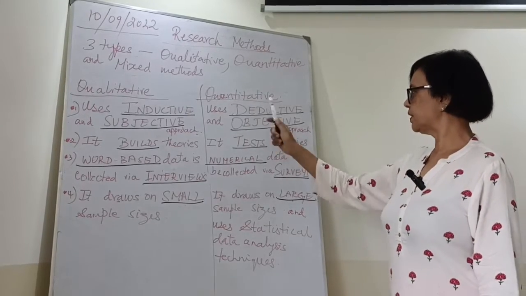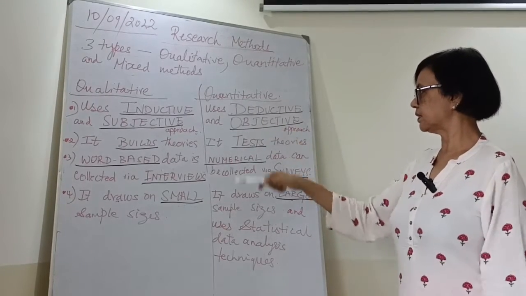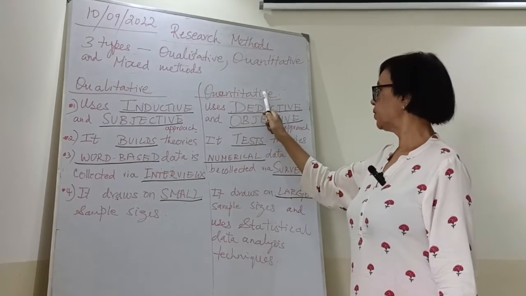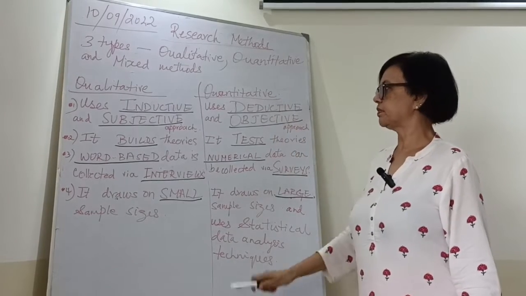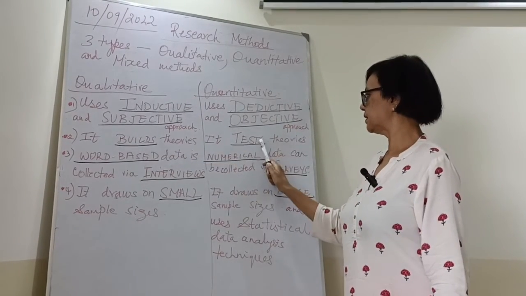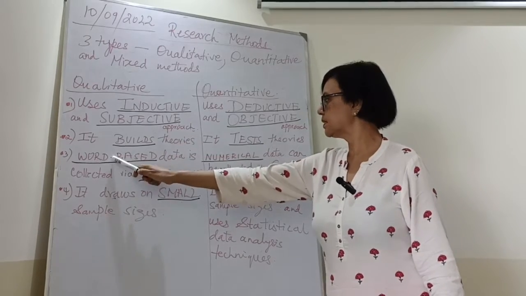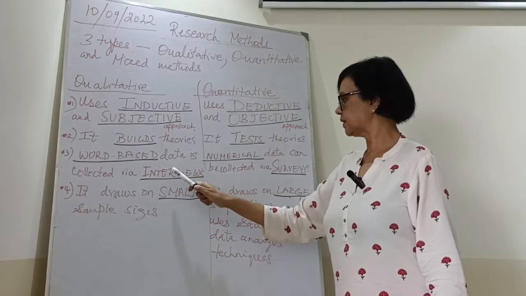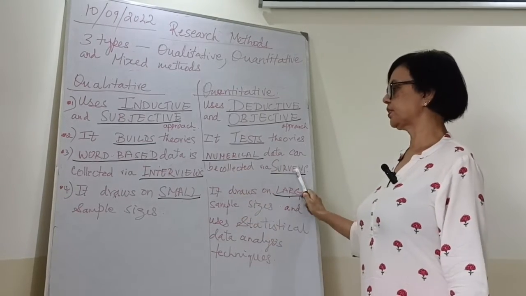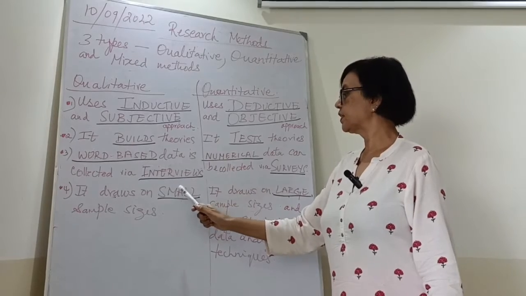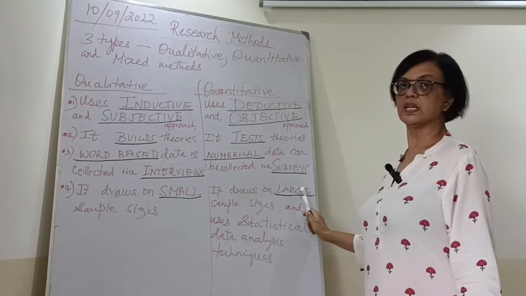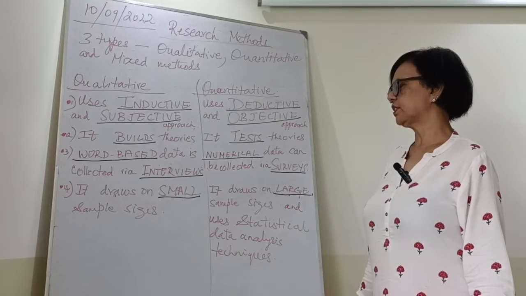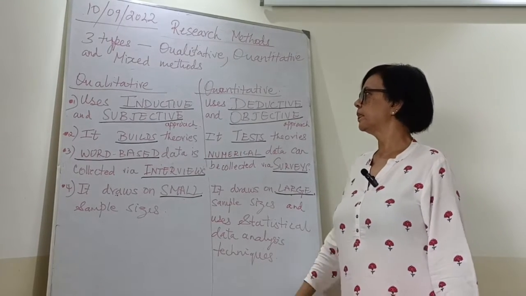So what are the main words? You have to see the different words in this. Quickly we can see in qualitative it is inductive and subjective, quantitative deductive and objective. Here it builds, here it tests. Here the word based, numerical. That's the difference. You have to see the words. Then it is collected by interviews and it is through surveys. And qualitative, small samples, and here you have to see large samples. These are the main differences between qualitative and quantitative methods.